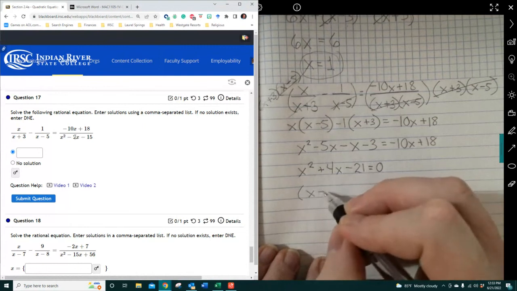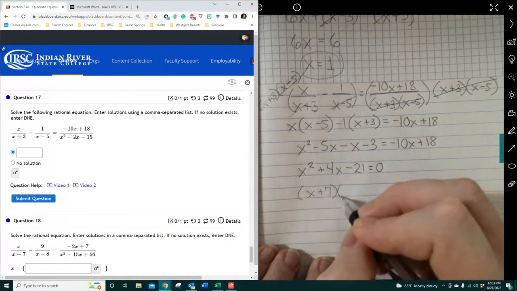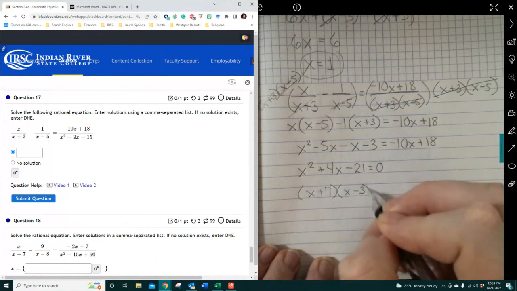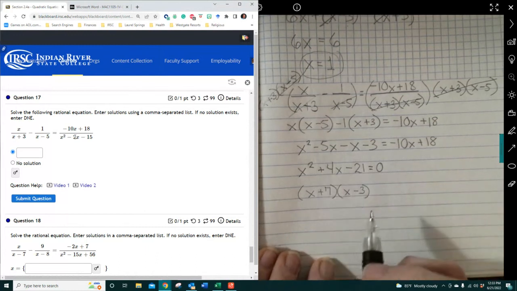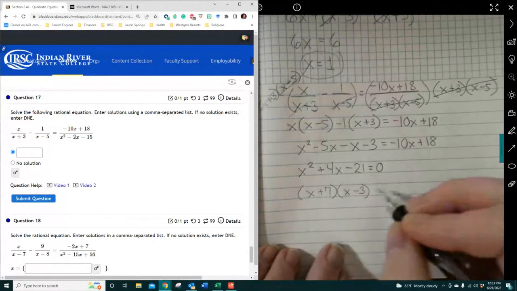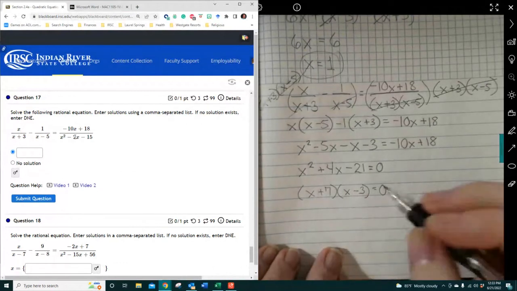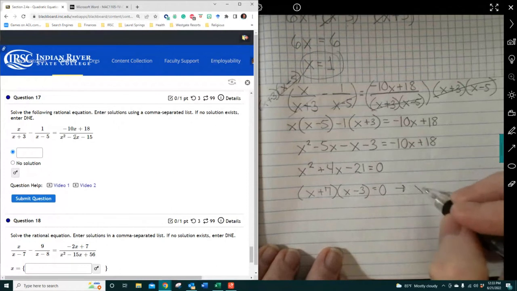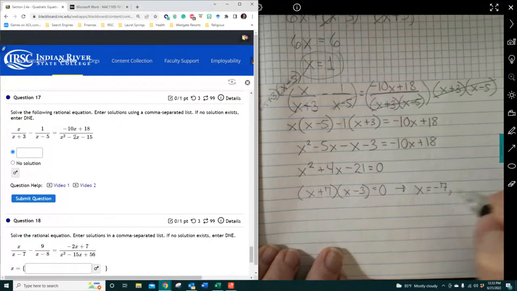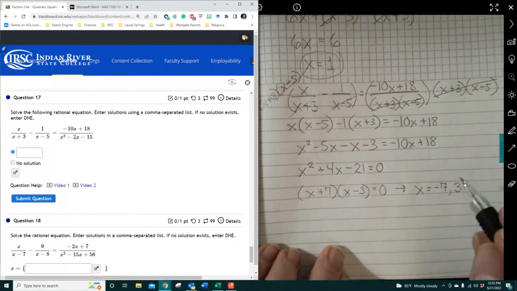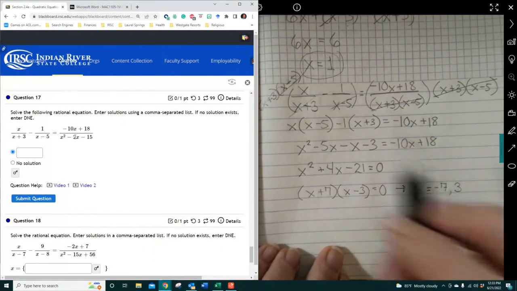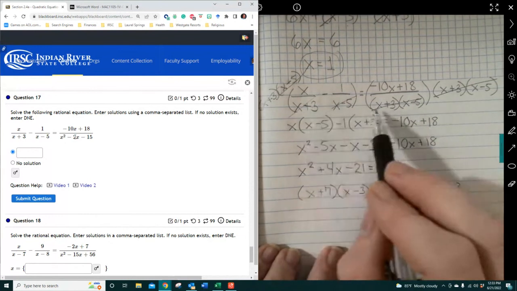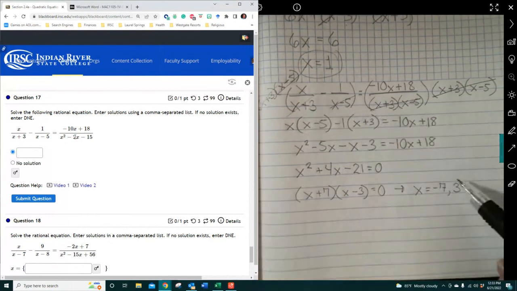So we have positive 7 and negative 3. Why positive 7? Because 4 is positive and we need them to add together to create positive 4. So now I have my answers, and my answers are x equals negative 7 as well as x equals positive 3. Now the thing is, we've got to double check this to make sure that these are not domain restrictions, and they're not. We have a positive 3, not a negative 3. Okay, so we are good to go on those answers.